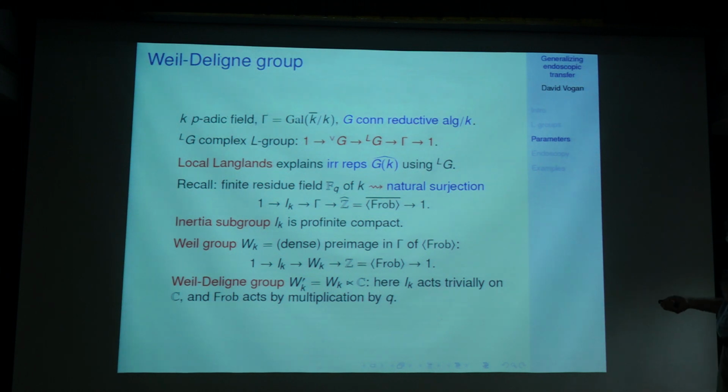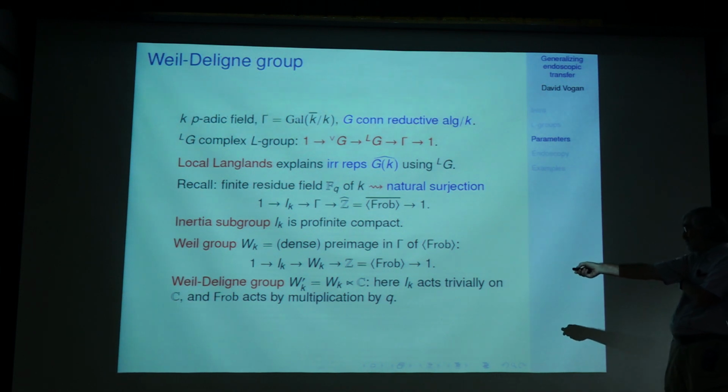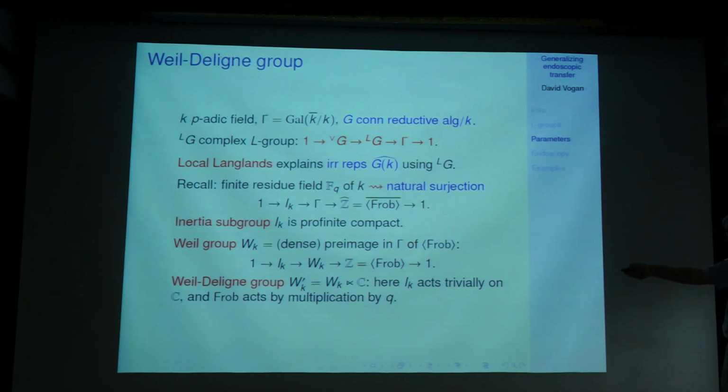The Weil-Deligne group, everybody gets this wrong. Everybody wants to write the Weil group cross SL2(C), that's wrong. Deligne defined the Weil-Deligne group to be the semi-direct product of the Weil group with C. And the semi-direct product, well, you have to give an action of the Weil group on C to define this semi-direct product. And the action is that the inertia group acts trivially, and the Frobenius element acts by multiplication by q.